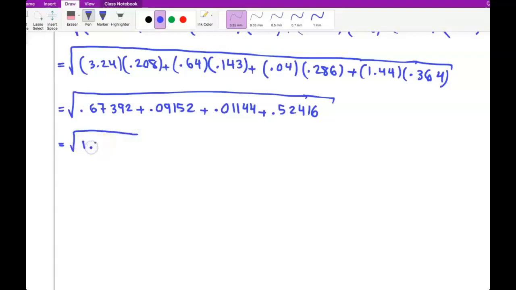Now square root of 1.3104. Rounding it, the answer is 1.14. And also using TI-84, we got exactly the same thing.